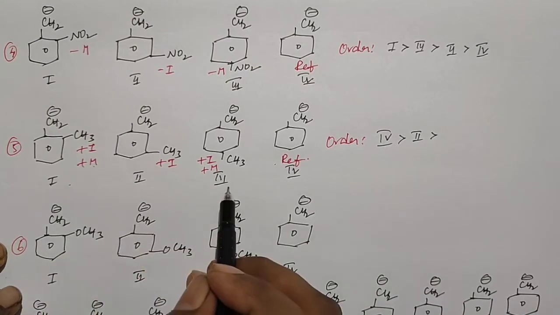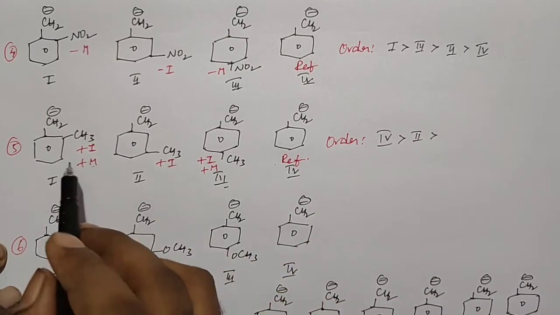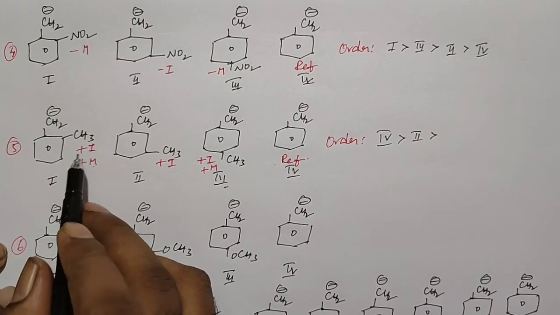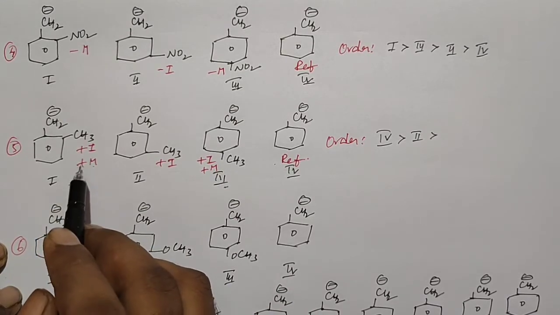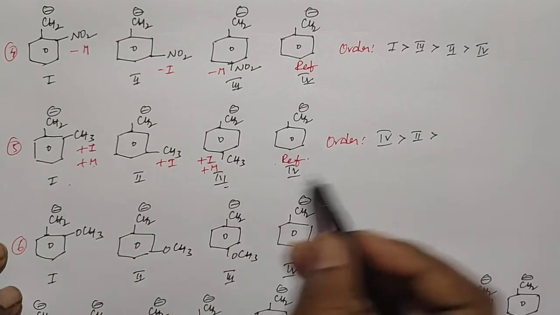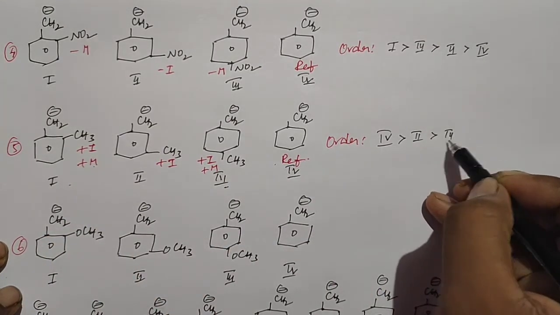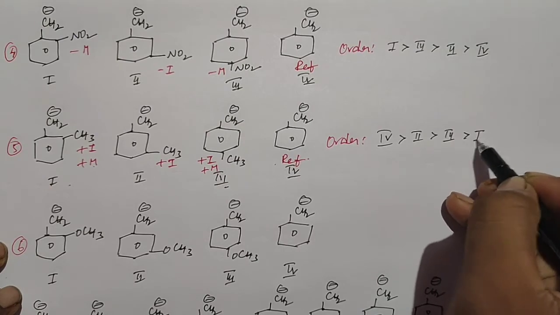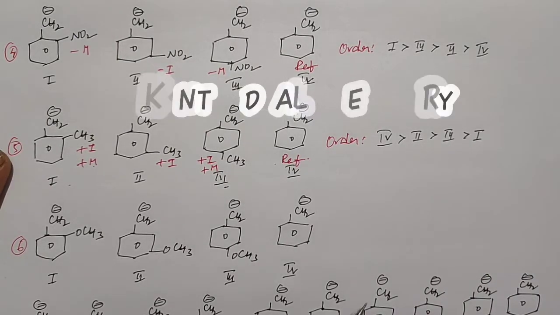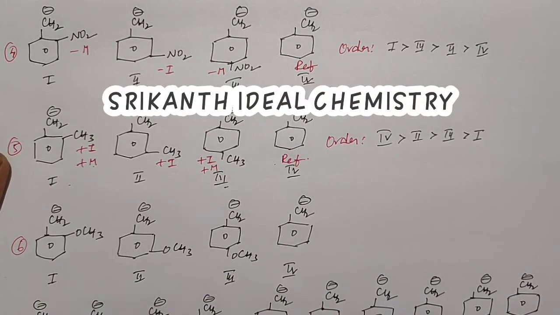After that, when we compare the first and third structure, at ortho position the plus I effect and plus M effect are very effective when compared to the para position. That's why the next highest stability is the third structure, and the first structure is at last. So this is the order of stability of these 4 structures.